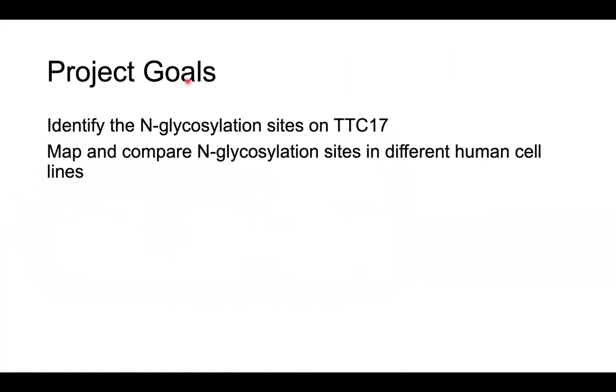So my goals for this project are first to identify the N-glycosylation sites on the ER resident TTC17, due to ongoing work within my lab, and then also map and compare N-glycosylation sites in different human cell lines.